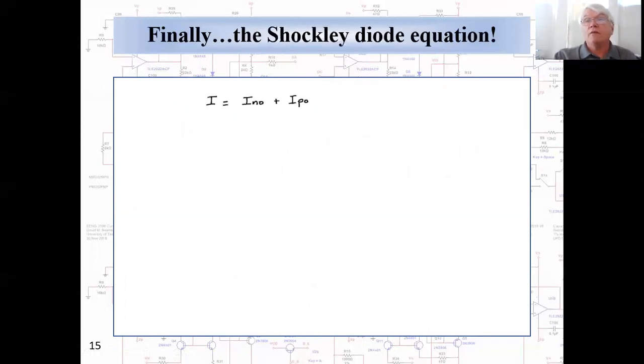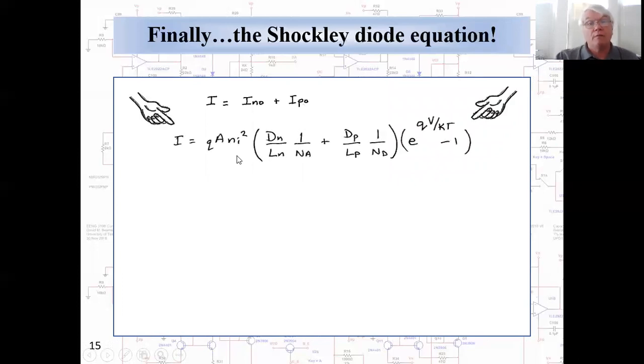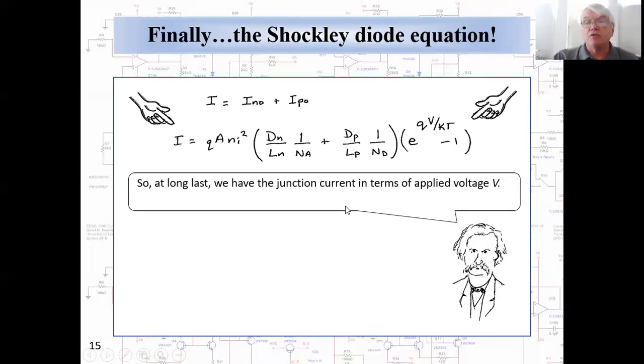So we can find the total junction current simply by adding those two components of current, the current carried by injection of electrons into the p side and the current that's carried by injection of holes into the n side. And we add them together and we come up with this expression, which is known as the Shockley diode equation. It relates the current in the junction to physical parameters of the junction and of the semiconductor material and to the applied external voltage. So at long last, we have the junction current in terms of applied voltage V.